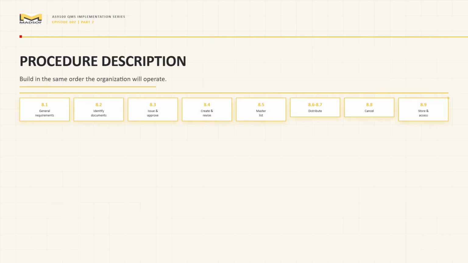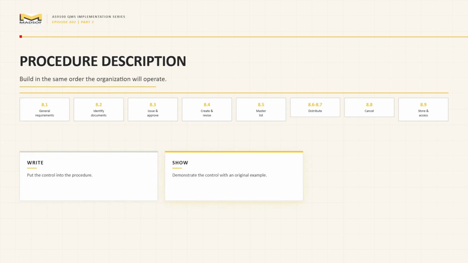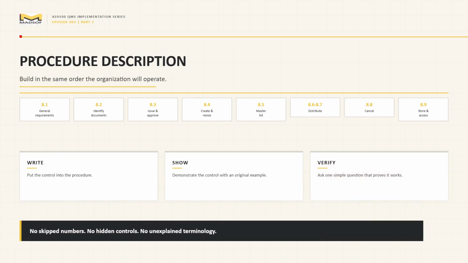For each requirement, we will use the same simple method. First, write the rule. Next, show how it works. Then, verify the result. This approach helps you build the procedure while understanding why every control is there. You should never have to guess where an instruction belongs.